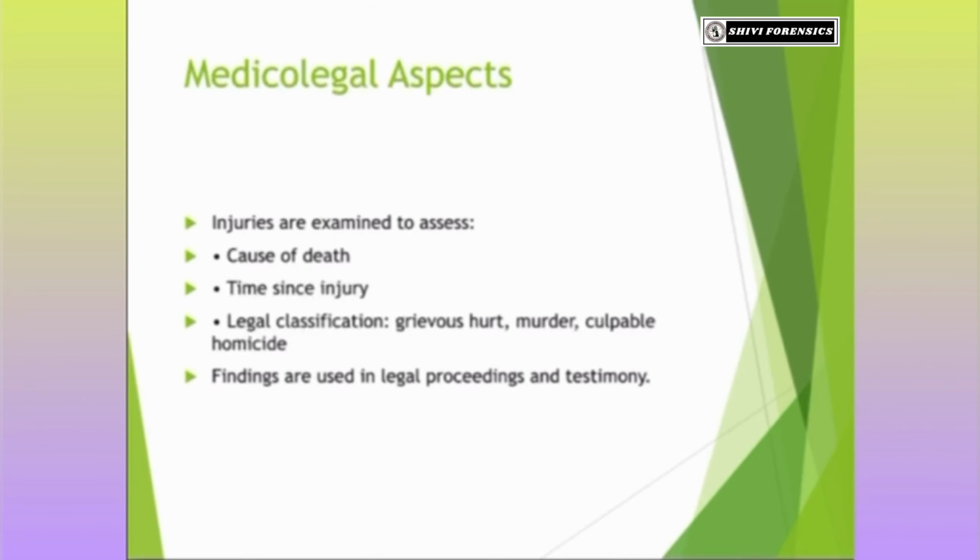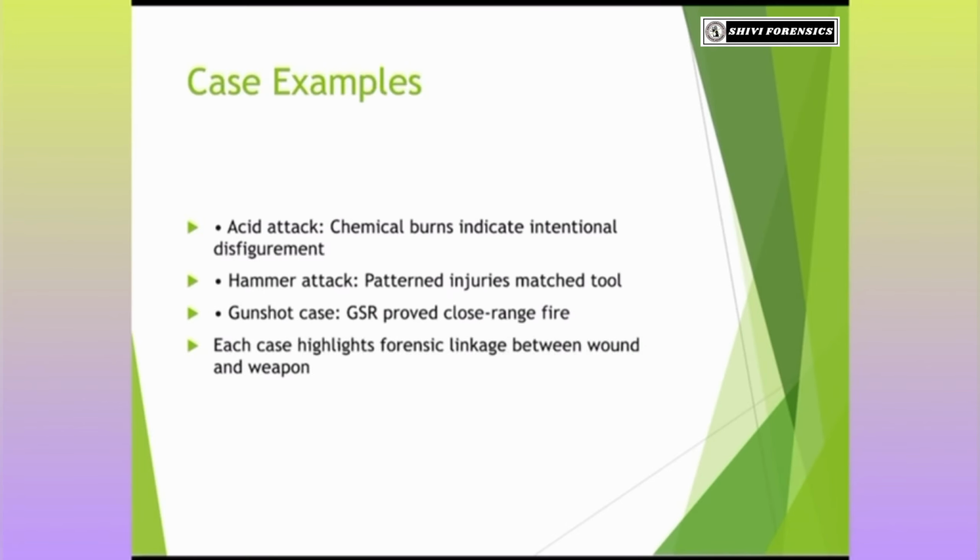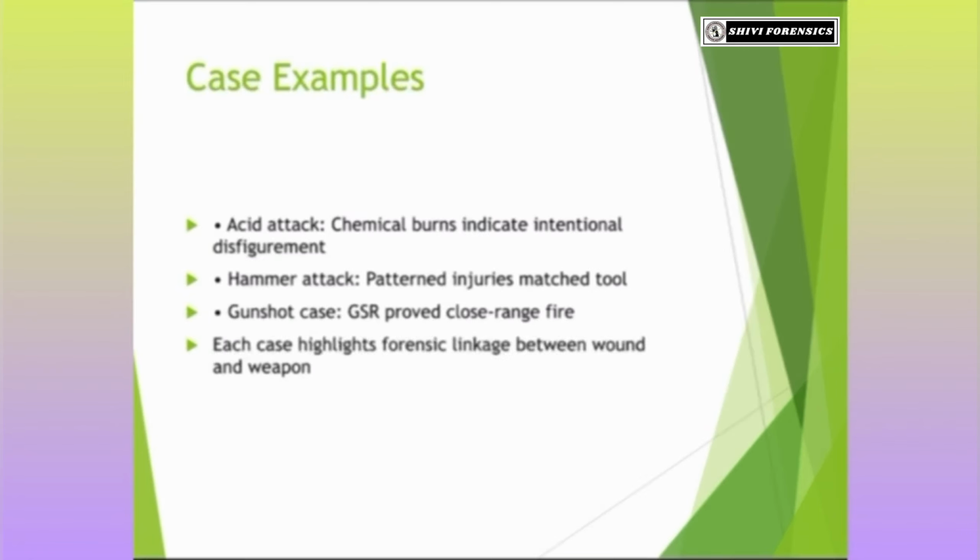Findings are used in legal proceedings and testimony. Case examples: acid attack, where chemical burns indicate intentional disfigurement; hammer attack, where patterned injuries match the tool; gunshot cases, where GSR provides evidence of close range fire. Each case highlights a forensic linkage between wound and weapon.